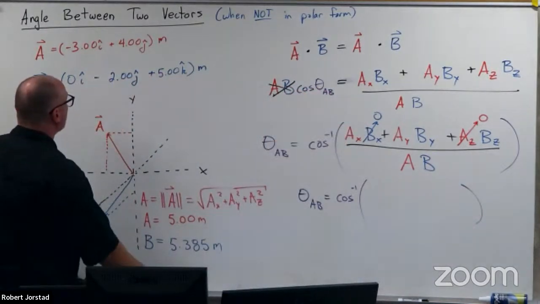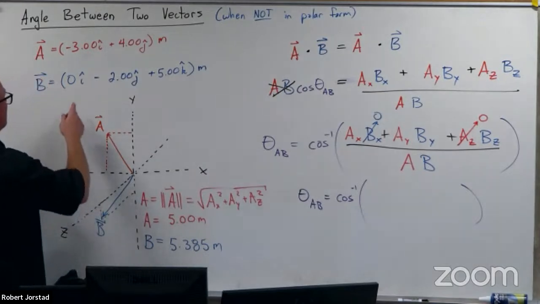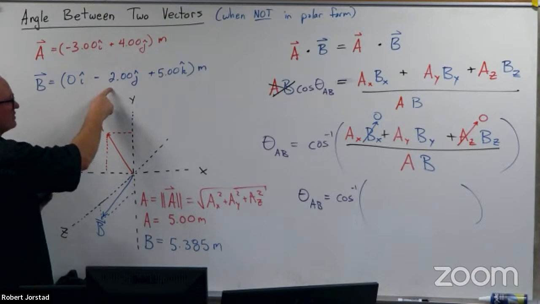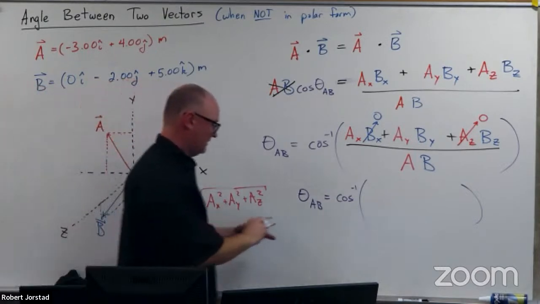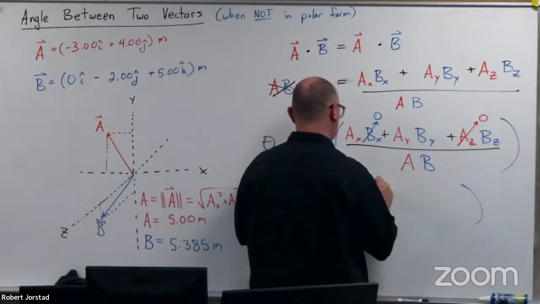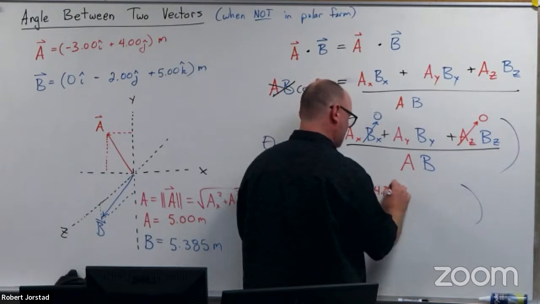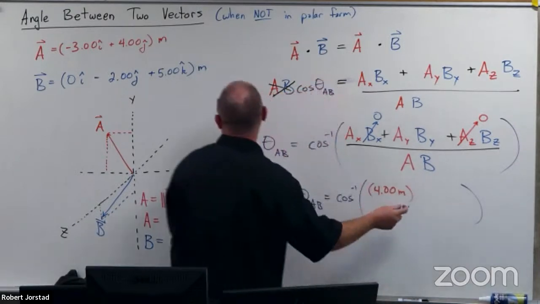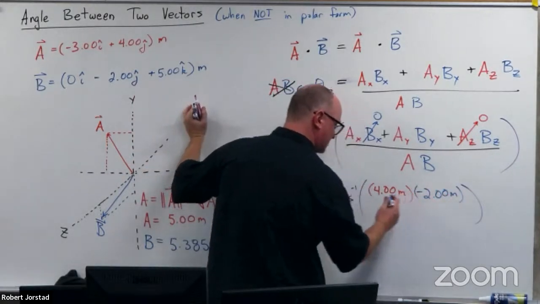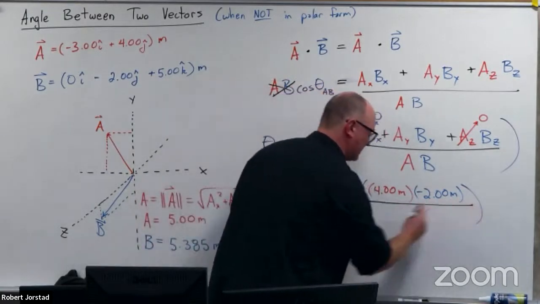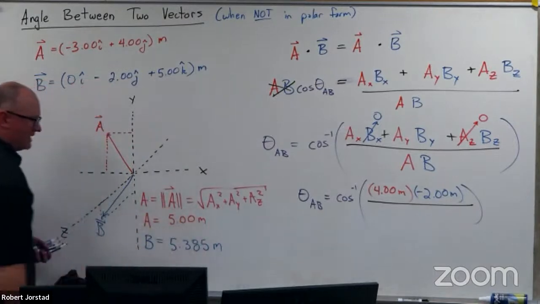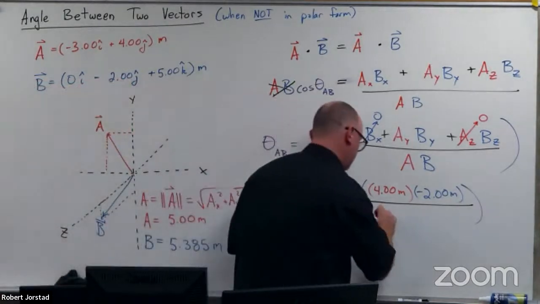AY BY. AY is 4, BY is -2, so that should be -8. Well, let's just write this in. AY is 4.00 meters. BY was -2.00 meters. Sometimes it's good to see it written out once, right? And then A and B, notice those also have units of meters. And I guess that's what I wanted to show you here.